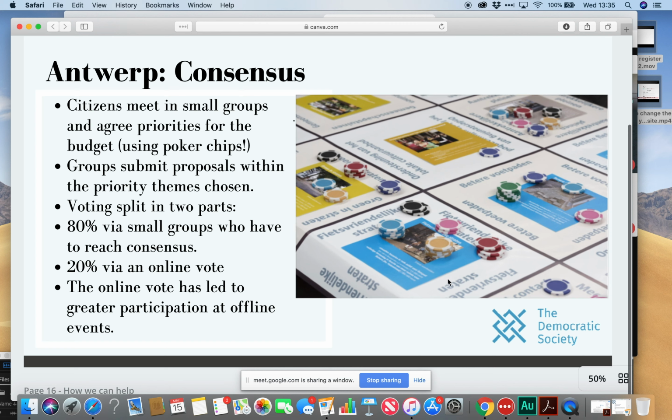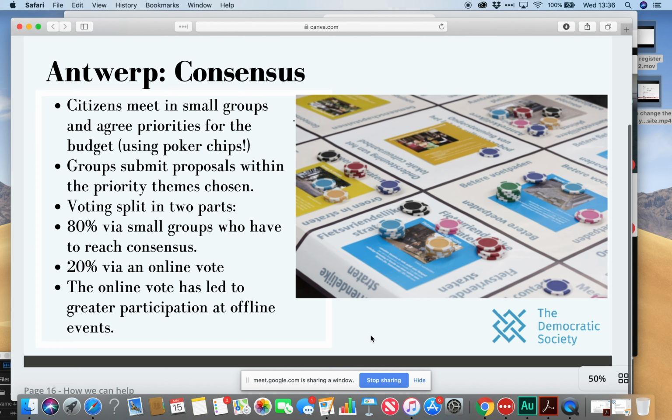The voting was split in two parts. 80% via small groups who have to reach consensus. That was in person. In person, people would work together to reach consensus on who got the vote. And then 20% was done by online vote.